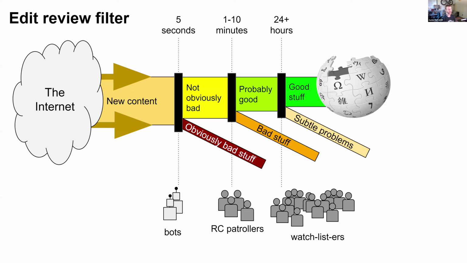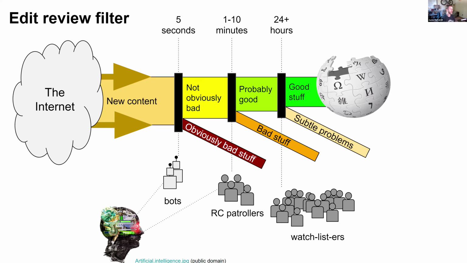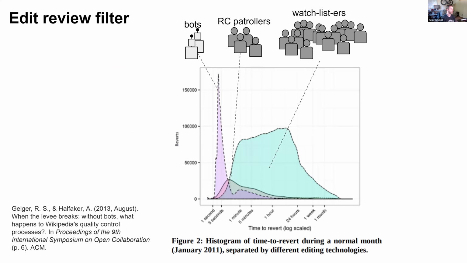Then humans using these tools can remove the stuff that's not obviously bad, but is still bad, on the scale of 1 to 10 minutes. And then we have the watch listers who can remove subtle problems on the scale of 12 to 24 hours. And I just wanted to call out that artificial intelligence plays a really big role for the first 2 points in this filter. And we can actually see these things play out in practice.